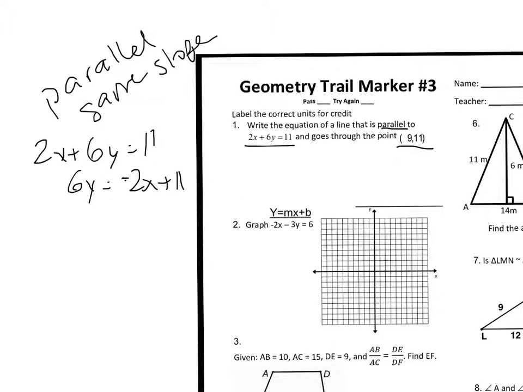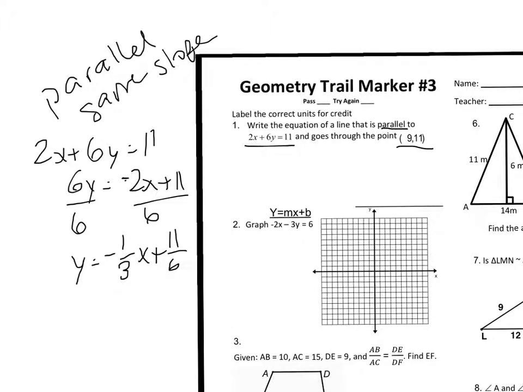So that's a negative 2x. Then I'm going to divide by 6 so I can get y by itself. So I get y equals negative 1/3 x plus 11/6. Remember, nothing matters besides that slope. Okay, so if you take a look right here, this is our slope, negative 1/3, and that's what I'm going to use in my new equation.